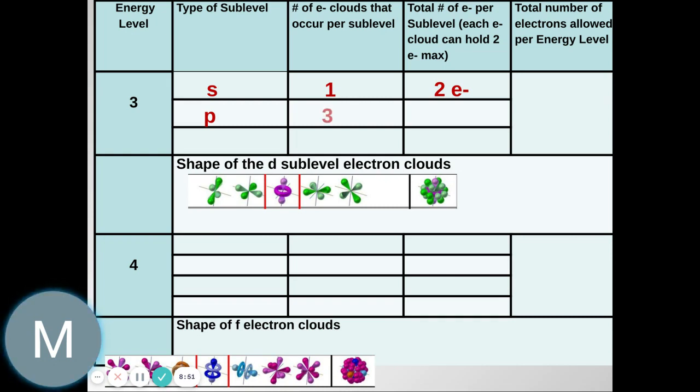So P is the same as what we saw before. 3 electron clouds. Each electron cloud can hold 2 electrons total, for a total of 6. New energy level, we get to add a new letter. And look at the complicated shapes there. It gets really irritating. D. Now, if you think about what we've done, take a guess at what our number of electron clouds is. Look at the picture below.